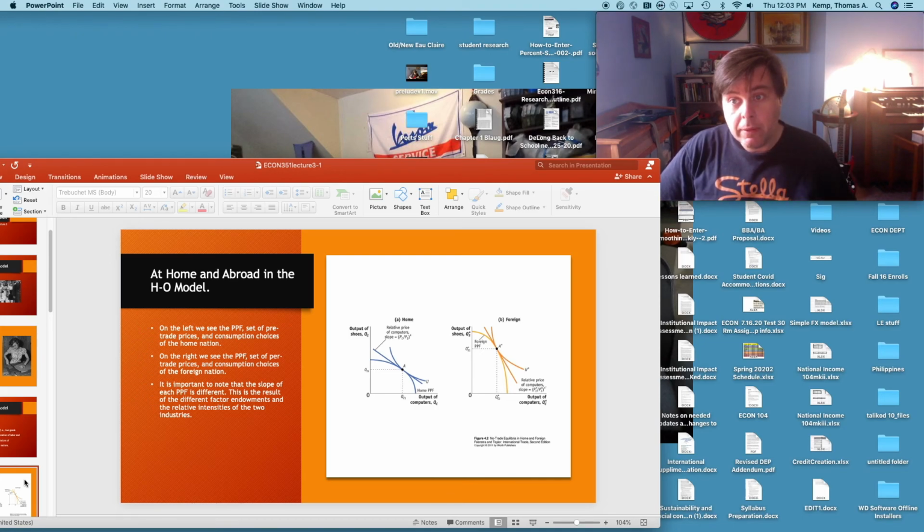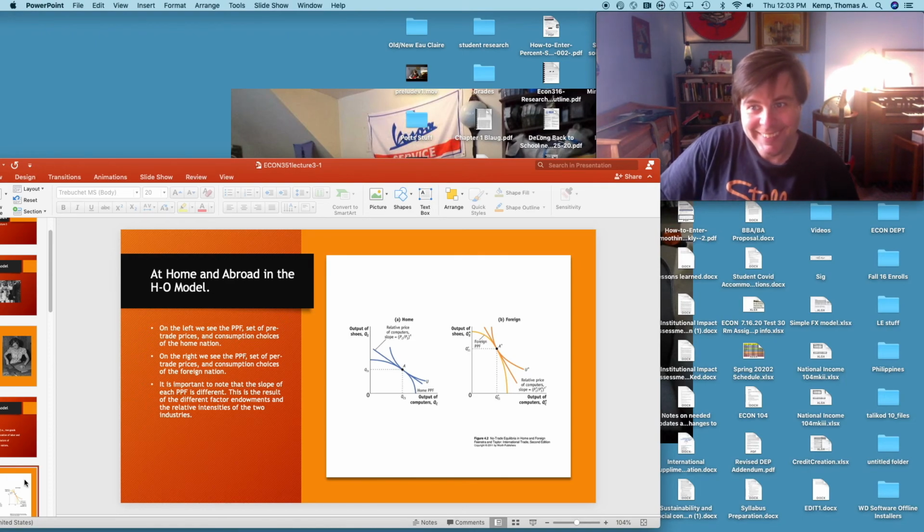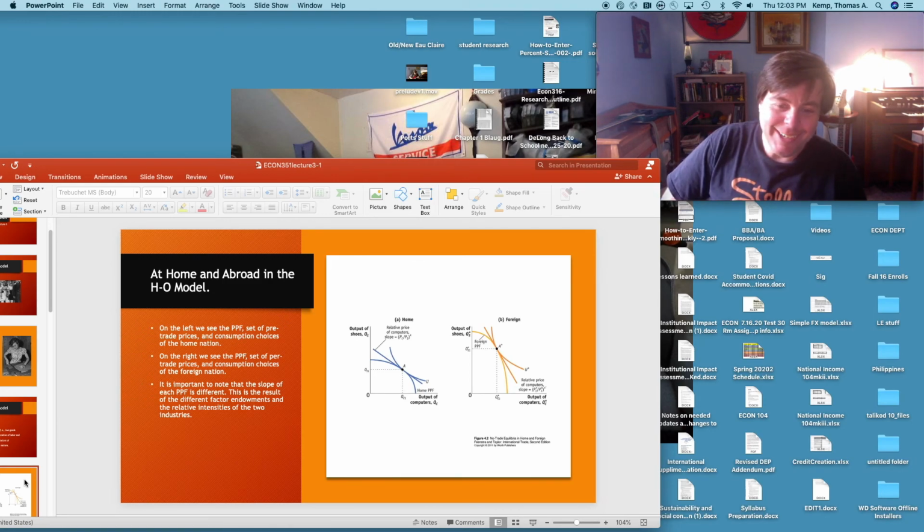But so we have 2 PPFs here for 2 different nations, right? And the PPFs are visibly different. And why are they visibly different? They are visibly different as a result of the assumptions that we've made. So, for example, we've assumed that in this case, in the home country, both can make computers and shoes. I know the two goods are always so hokey, right? So they can make computers and shoes.